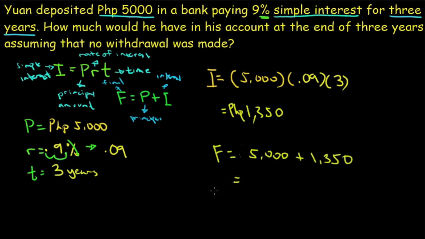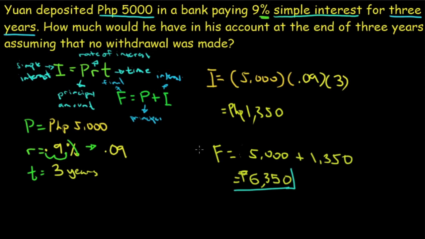The sum of that is the final amount, which is 6,350 pesos. Ito ngayon yung laman ng bangko, ng account ni Yuan at the end of the term in 3 years. And that's our final answer.